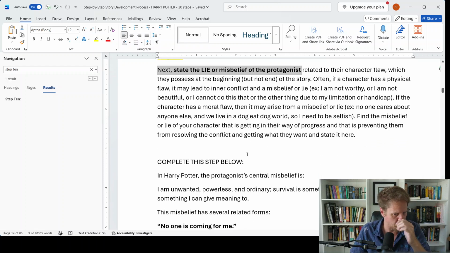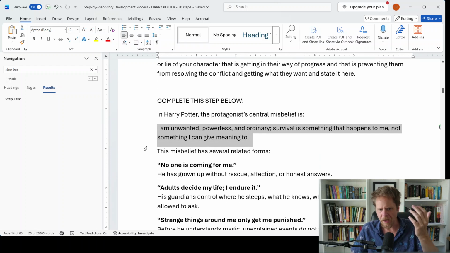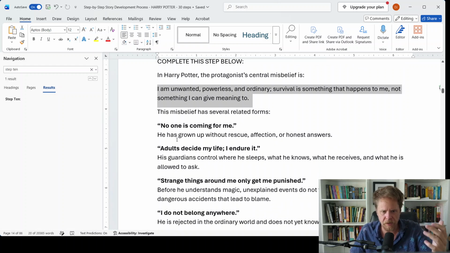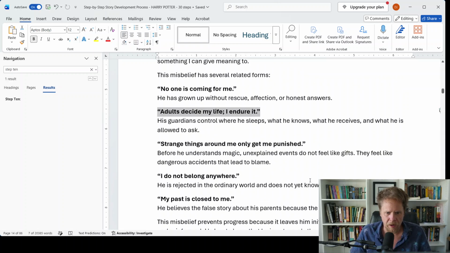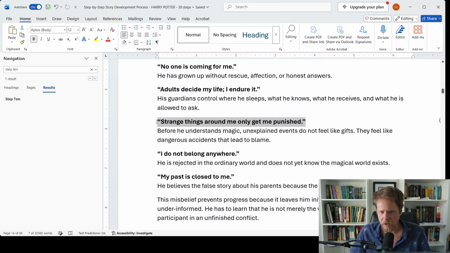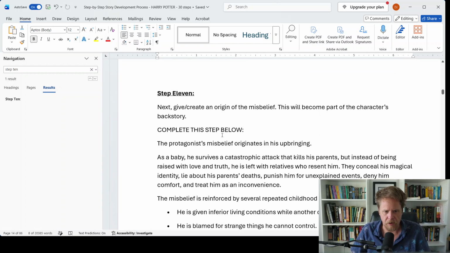For example, in Harry Potter, the protagonist's central misbelief is, I am unwanted, powerless, and ordinary, right? He doesn't even know he's a wizard. Survival is something that happens to me, not something I can actually give meaning to. No one's coming for me. Adults decide my life and I endure it. Strange things around me that happen because I'm a wizard, and I don't even know that yet, only get me punished, right? So these are the misbeliefs of Harry Potter.